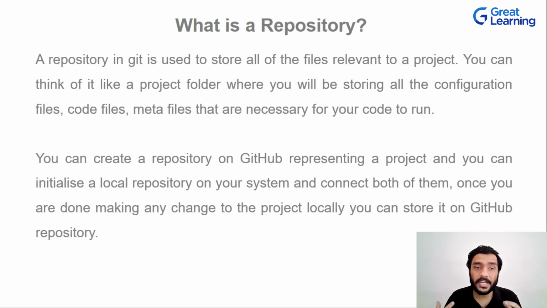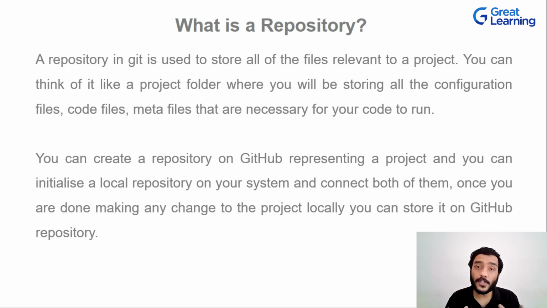So a repository in Git is used to store all the files relevant to a project. So a food delivery app repository will have all the project files that are required for this particular app to run. It will have all the .java files, and it will have all the libraries, and it will have all the .test files. So it will have everything, right? And you can think of it like a project folder where you will be storing all the configuration files, code files, meta files that are necessary for your code to run, right? So that is what a repository is. So it is a storage location for relevant files.